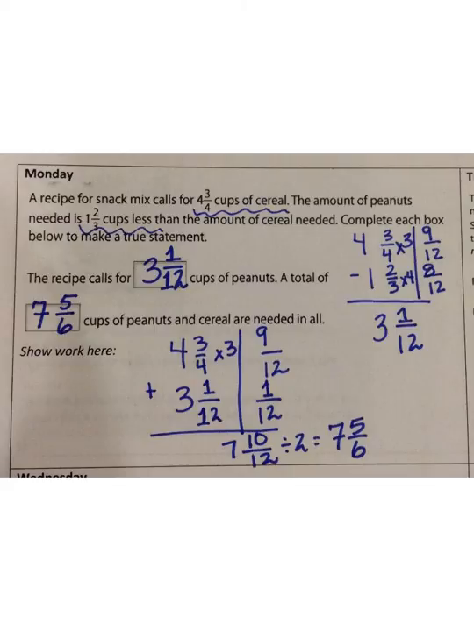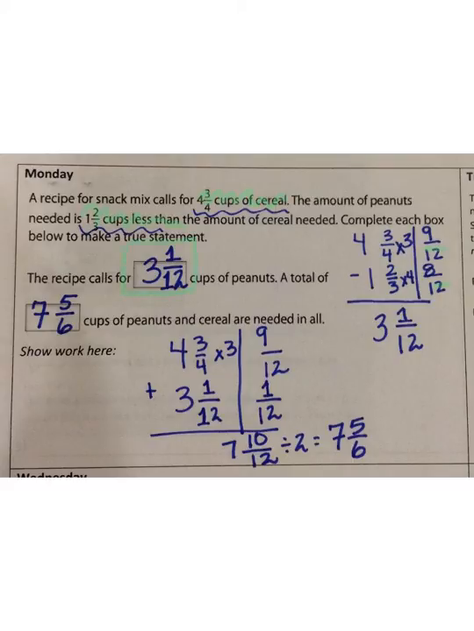Okay, so some important information is that it calls for 4 3/4 cups of cereal, and the amount of peanuts is 1 2/3 cups less than the amount of cereal needed. So for my first part, the keywords that tell me what I'm going to do with 4 3/4 and 1 2/3 is less than. That means to subtract. So you can't subtract until you have a common denominator. So the LCD of 4 and 3 is 12. I adjusted my numerators and subtracted and got 3 and 1/12.